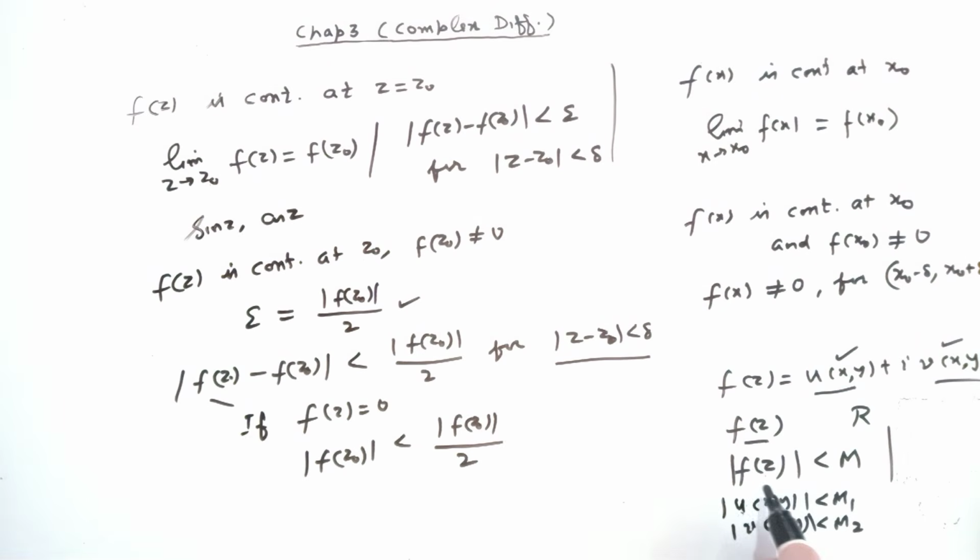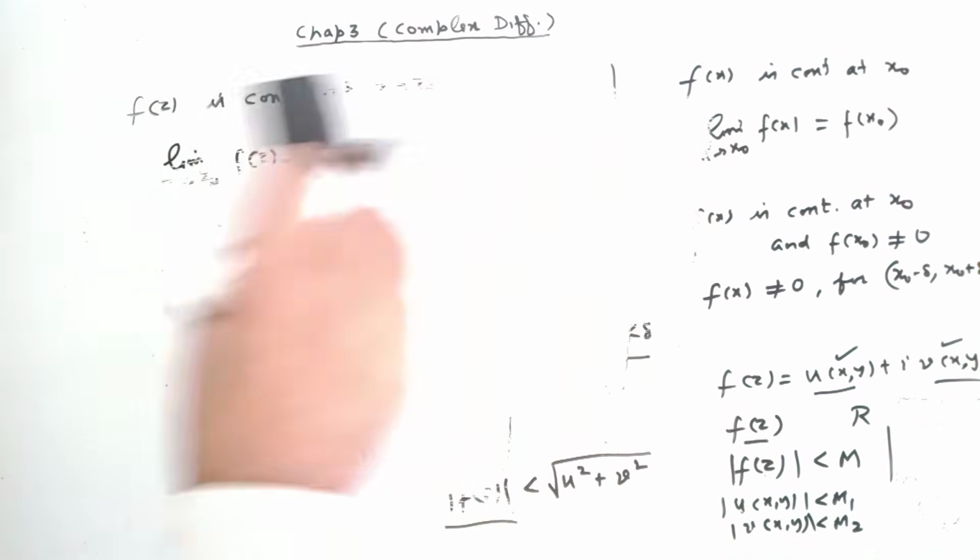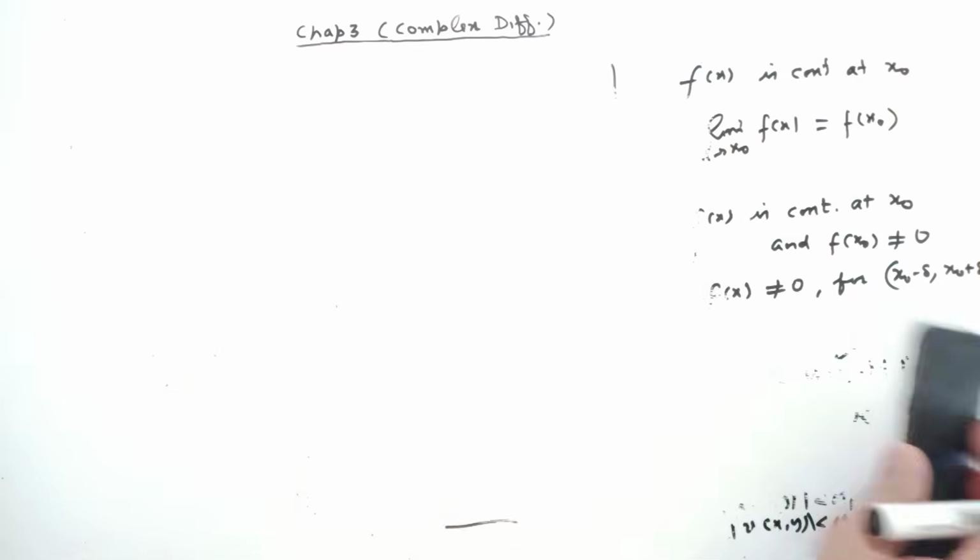But |f(z)| is what? It is the square root of u(x,y) whole square plus v(x,y) whole square. So this is less than M1, this is less than M2, so overall this is bounded. So this result holds for complex functions also. If a function is continuous in a closed and bounded region R, then it is bounded. Now we come to differentiability. That is the main purpose of this chapter.